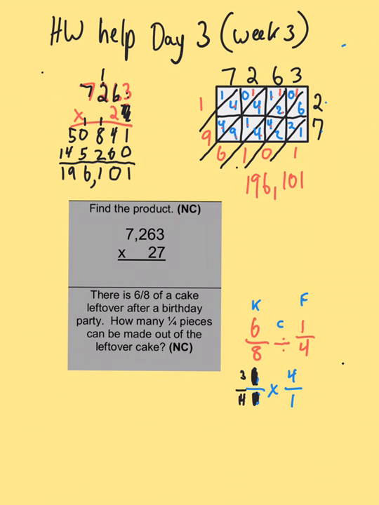So 4 divided by 4 is 1. 4 divided by 4 is 1. Now we're going to have a much simpler problem when we multiply. Now multiply 3 times 1, which is 3. 1 times 1, which is 1, and 3/1 is 3. So the answer to this problem says how many 1/4 pieces can be made? You would have 3 pieces.